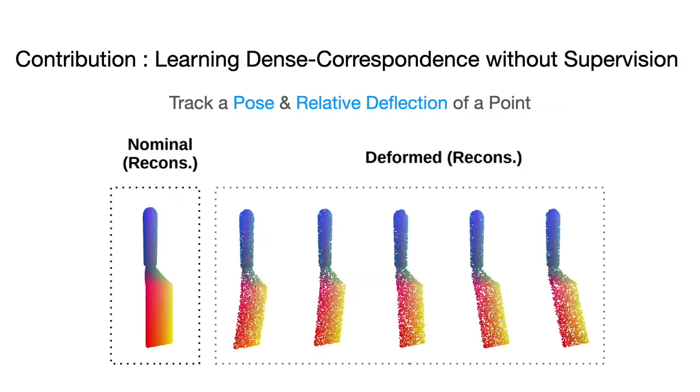With our loss function, VIRDO can infer dense correspondence without explicit supervision. For this figure, we first paint the nominal shape, then apply a variety of contact formations and track the painted points. Maintaining dense correspondence is important for tracking a pose and relative deflection of a specific point during robotic task execution.